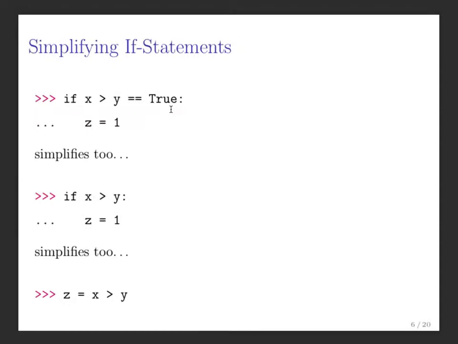There's one last simplification that we can do, and that is I can just set z directly to the result of x is greater than y. Although maybe this, now that I'm thinking about this, isn't exactly equivalent. Why is that the case?